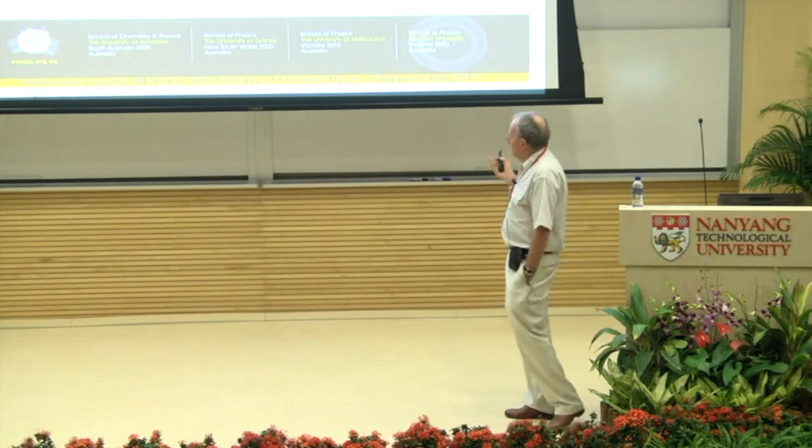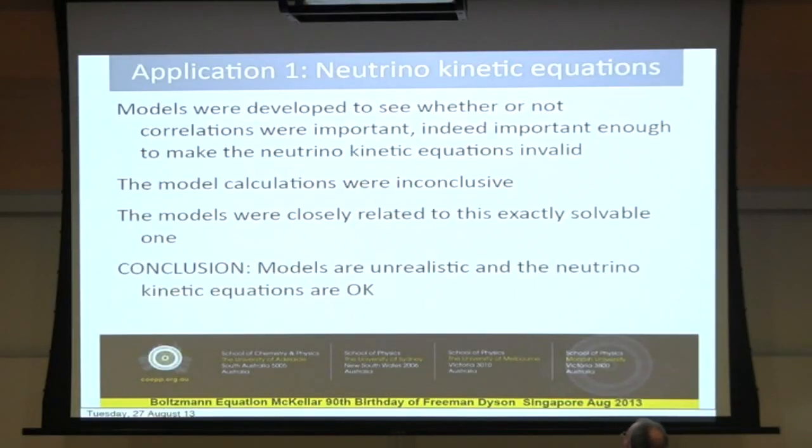And models were developed which tried to show whether the correlations are important, perhaps even important enough to make the neutrino kinetic equations invalid. And the models happen to be inconclusive, which is why we got into wondering about what we could do. And we found this exact solution of one of the models, in fact. And so it turns out that correlations are small, but correlations are important.